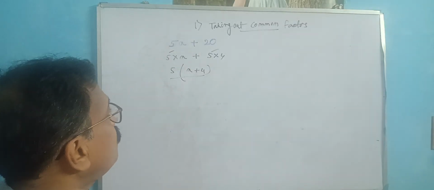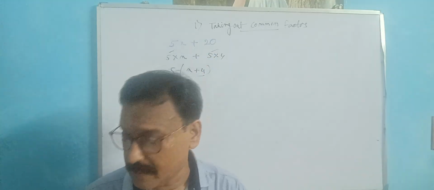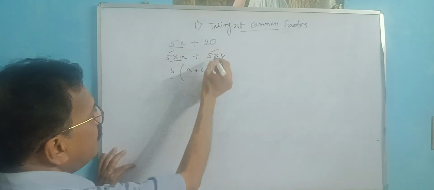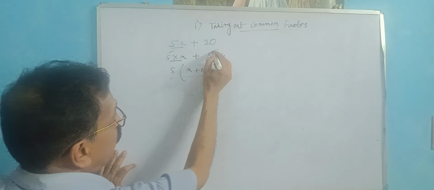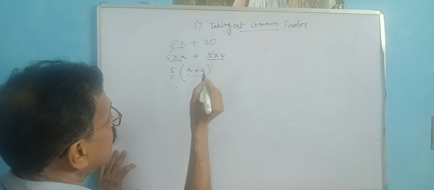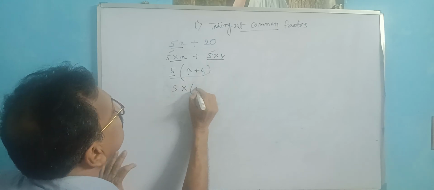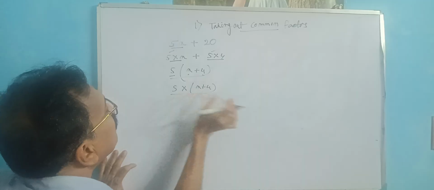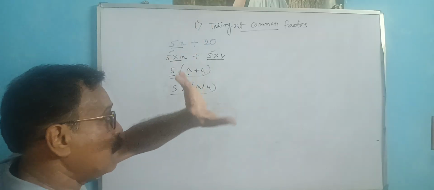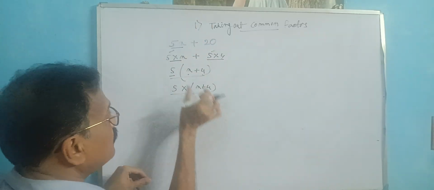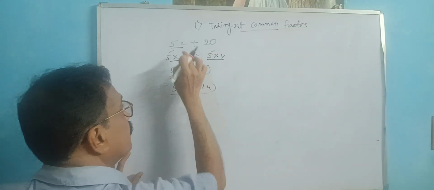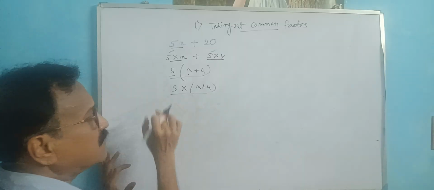This is an algebraic expression, 5x plus 20. So 5x means 5 into x, and 20 you just break into 5 into 4. So what is common? Taking out the common factors. Common 5. So what is left? That means this 5 into this x plus 4. This is called the multiple relation. So 5 is a factor of 5x plus 20, and x plus 4 separately is also a factor of 5x plus 20. Because if you divide 5x plus 20 by x plus 4, you always get the answer 5.